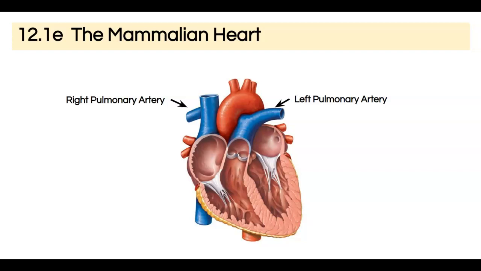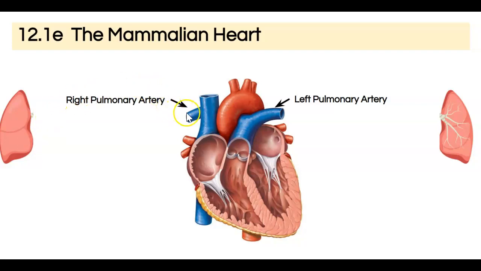My question to you is, why do we have two of them? Well, we have two lungs. So we need to have one pulmonary artery leading to the left lung and a different one leading to the right lung. And you'll remember from yesterday's video, why does blood need to travel to the lungs? Well, that is where it's getting reoxygenated.